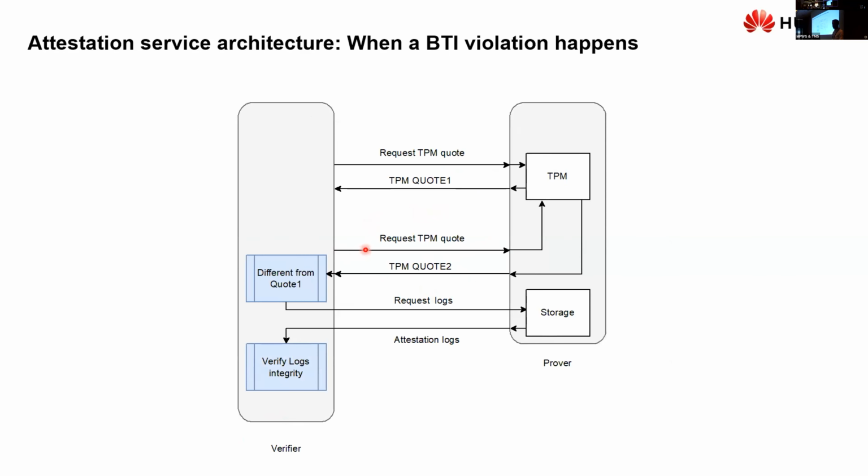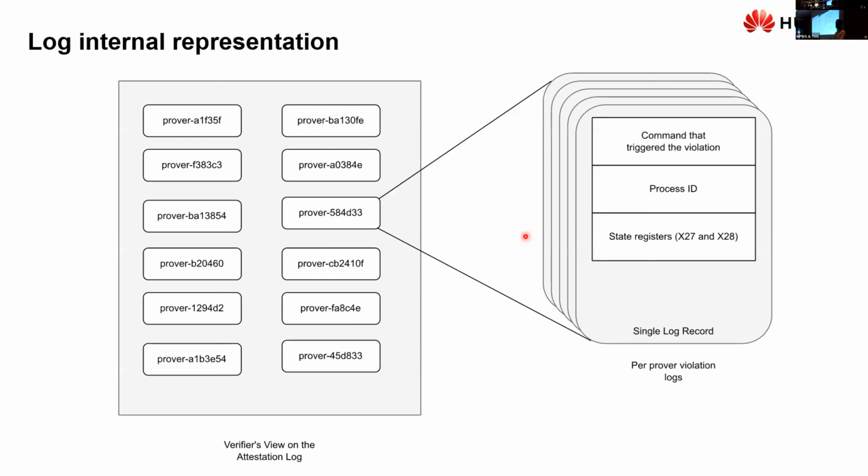So when a BTI violation has happened, what we will see is that we will receive a quote with an event, which practically shows that there is a new event. And whenever a program runs correctly, there is no violation, there will be nothing in this log. When there is a violation, there would be a log entry, and this is how the log would look like. You would have the command that triggered the violation, so the launch command of a particular process, its ID, and then the value of these two registers that we reserve specifically for the scheme to help with further forensics.